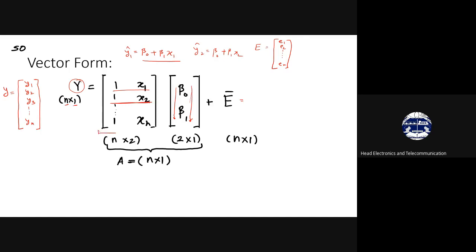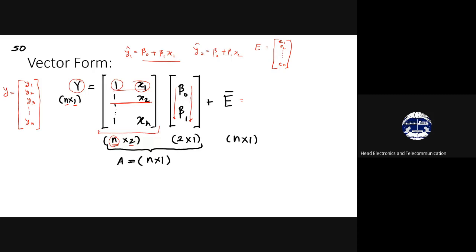So what is the dimension of this? The dimension of this is n by 2, because n is the number of samples. Each row here represents the corresponding sample x value. 2 means there are 2 elements here. So this is a very nice arrangement in terms of a matrix and column multiplication to write all the equations in one go.